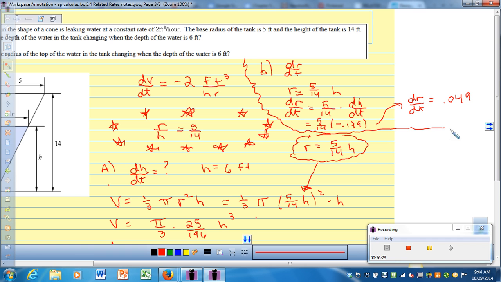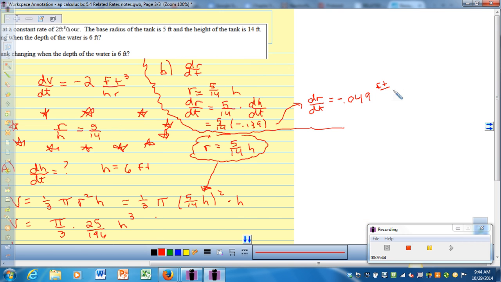And should it be positive or negative? It should be negative. The radius is getting smaller. And it would be what unit? Feet per hour, I think, in this one. Oh, that's strange. There it is. All right, so there is our part B.